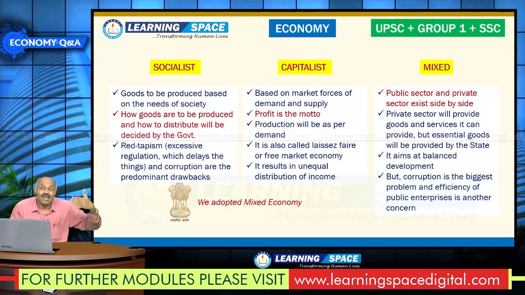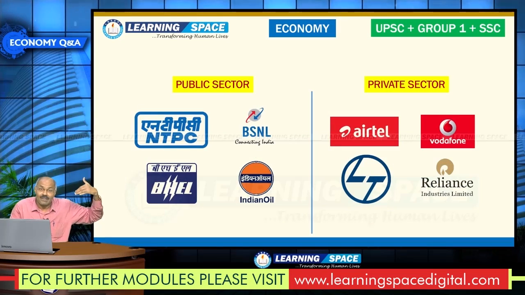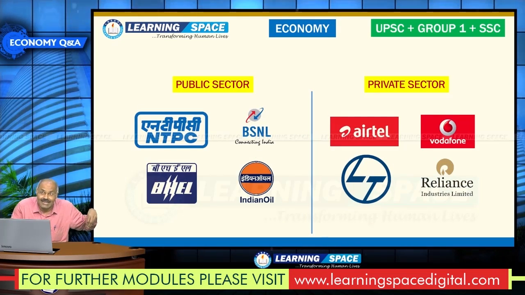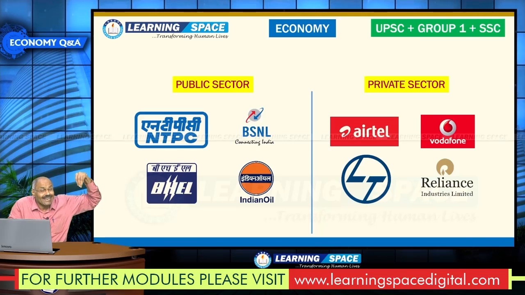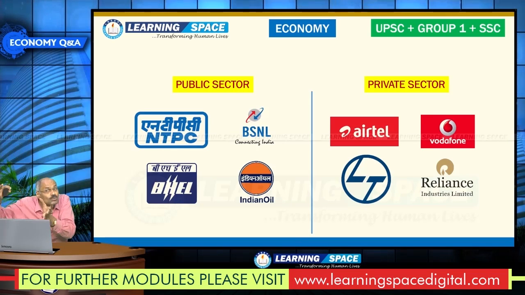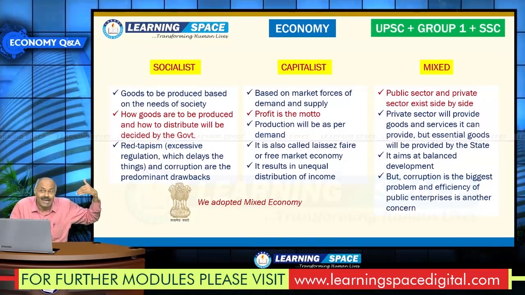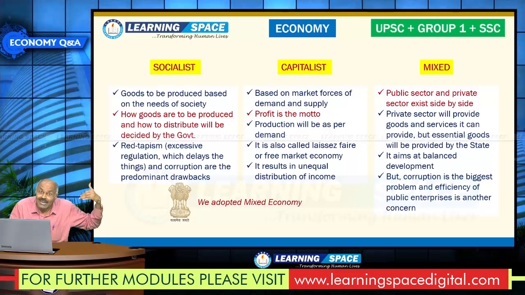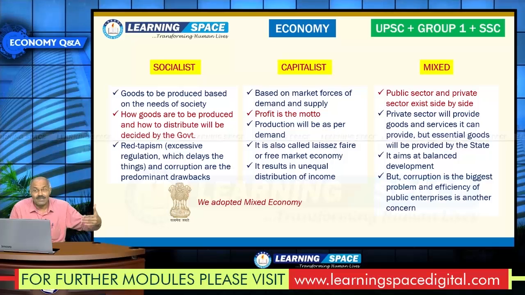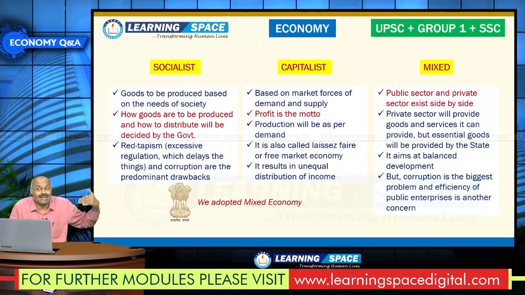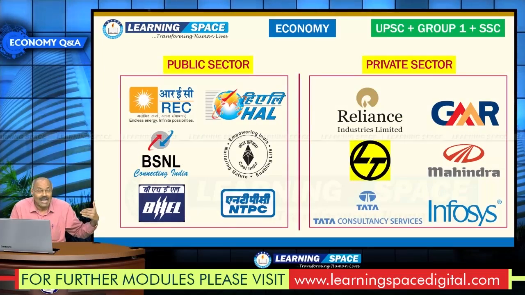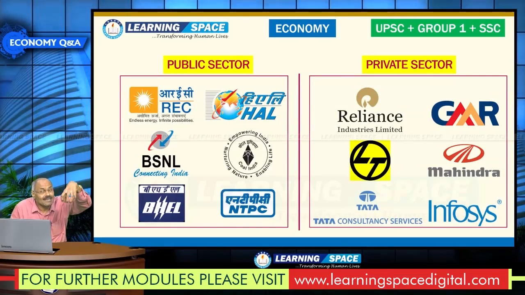Then, mixed economy I have given here. Public sector and private sector exist side by side. Private sector will provide goods and services it can provide, and essential goods will be provided by the state. The main purpose of mixed economy is to ensure balanced development. But corruption is the biggest problem, and another important aspect is the efficiency of public sector enterprises, which is another serious concern in mixed economy. Please look into this slide. These are examples of public sector enterprises and private sector enterprises.